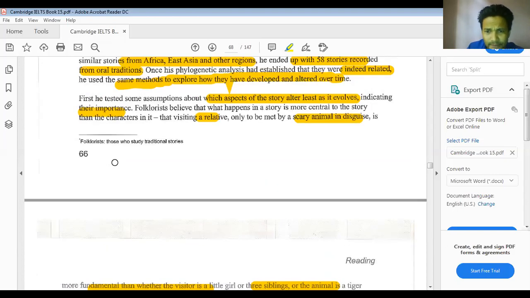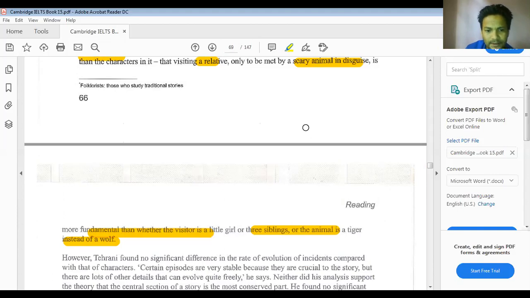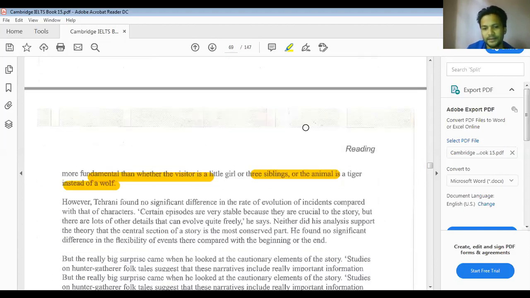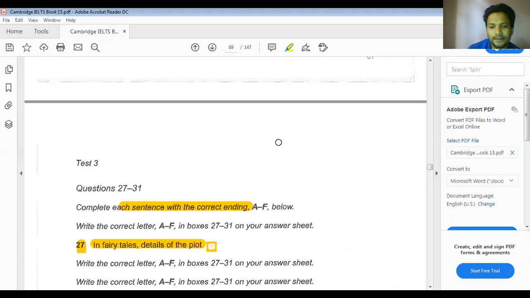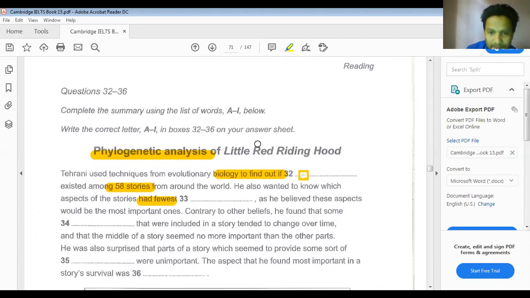It talks about some differences indicating their importance, and then folklorists believe that what happens in a story is more central to the story than the character in it. This means the changes: visiting a relative only to be met by a scary animal in disguise is more fundamental than whether the visitor is a little girl or a three. Okay, this gives the sense of the changes.